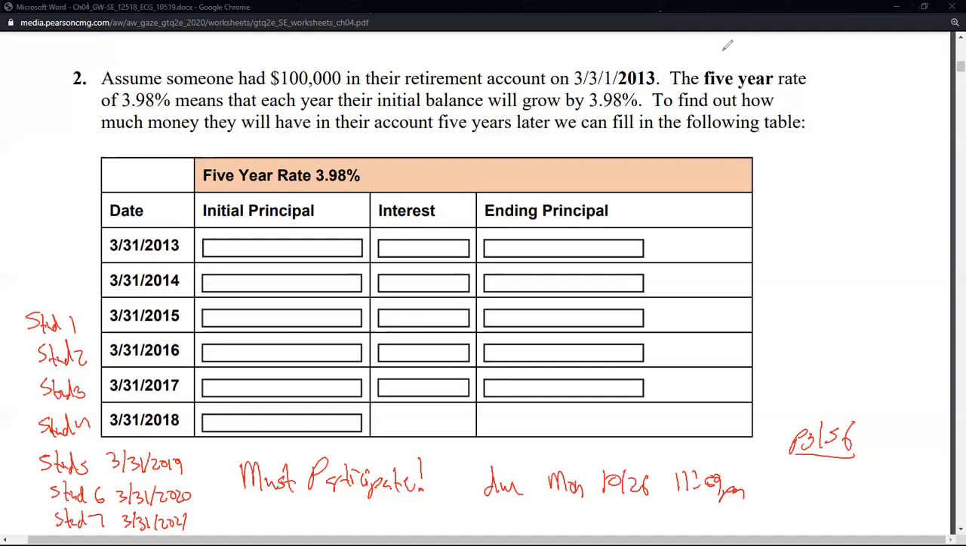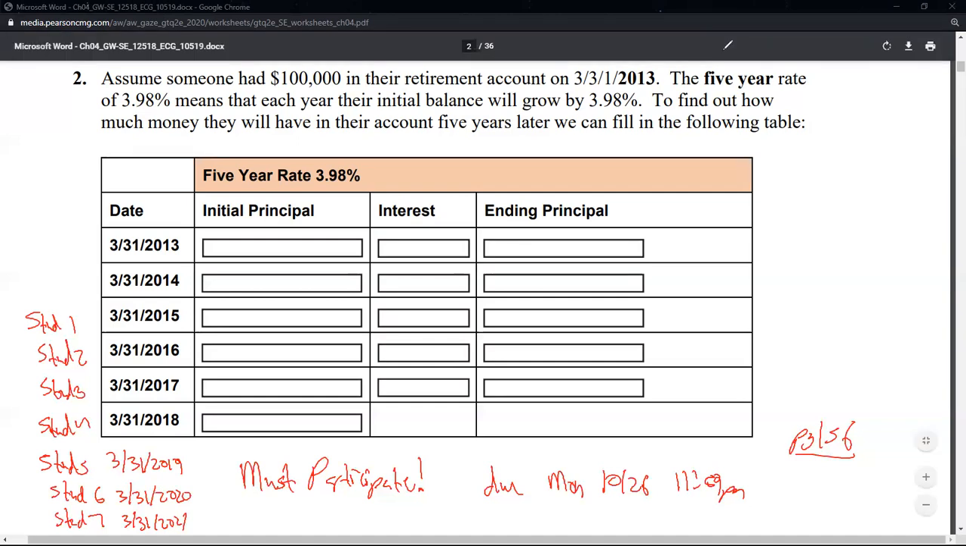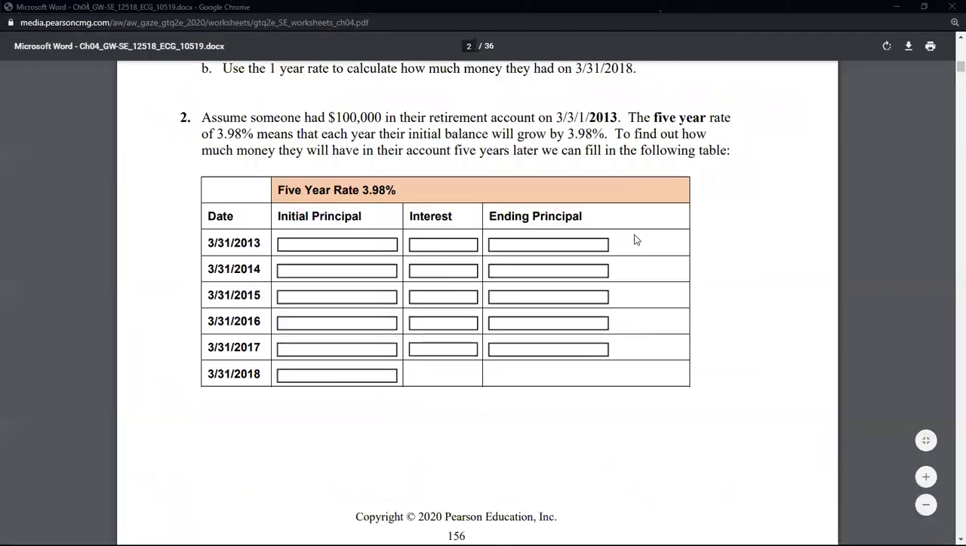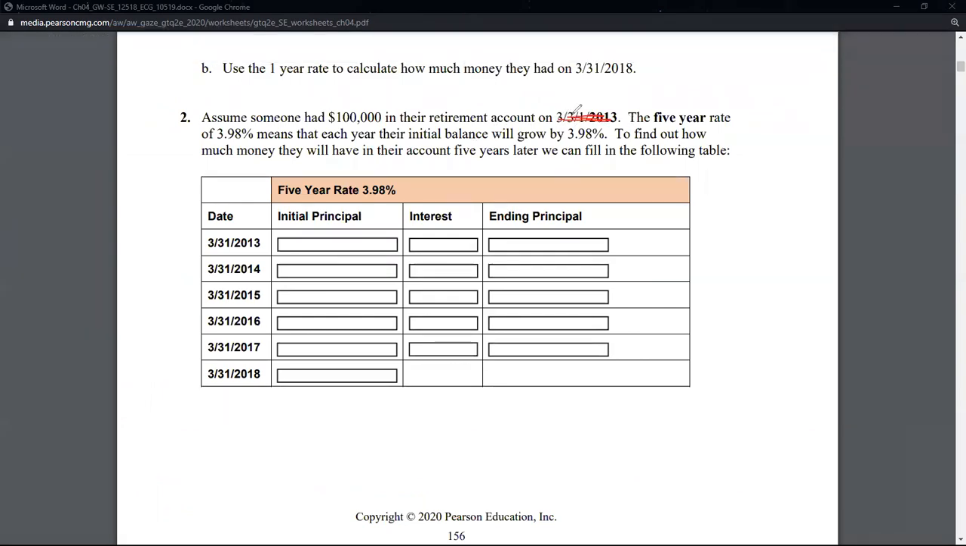All right, so let me clear my screen because I need to pull this back so I can read everything. I have a menu in the way. Oops, not that. Clear. Take that off. Let's back up. So assume someone had $100,000 in their retirement account on March 31st, 2013. So there's a little typo there. That should say March 31st, 2013. I can't write in that space, unfortunately. That's where my menu is, the Zoom menu. The 5-year rate of 3.98% means that each year, the initial balance will grow by 3.98%.